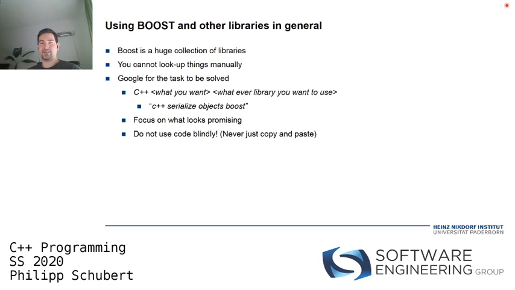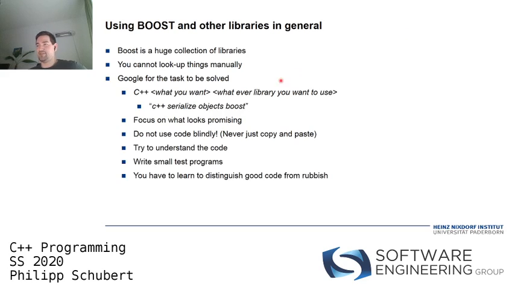My recommendation is, however, never use code blindly. Do not just copy what you find on Stack Overflow or some other website and paste it into your code, compile and run it, because if you don't know what the code does, it could ruin your system. There might be some troll who offers some code that erases your whole file system. That's probably not what you wish to run on your system. So look at what's promising, then try to read the code and understand what it does. That's a very important skill that you need to learn: you have to be able to distinguish good code from rubbish code. Unfortunately, there's also much rubbish out there, and you need to learn how to tell the difference.